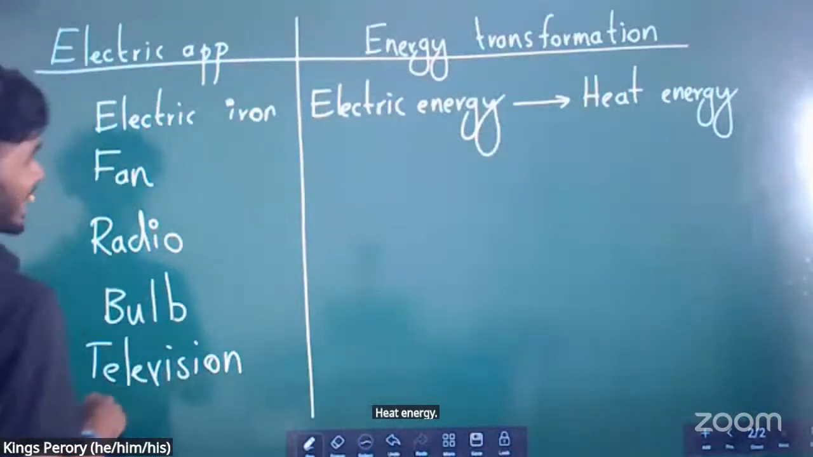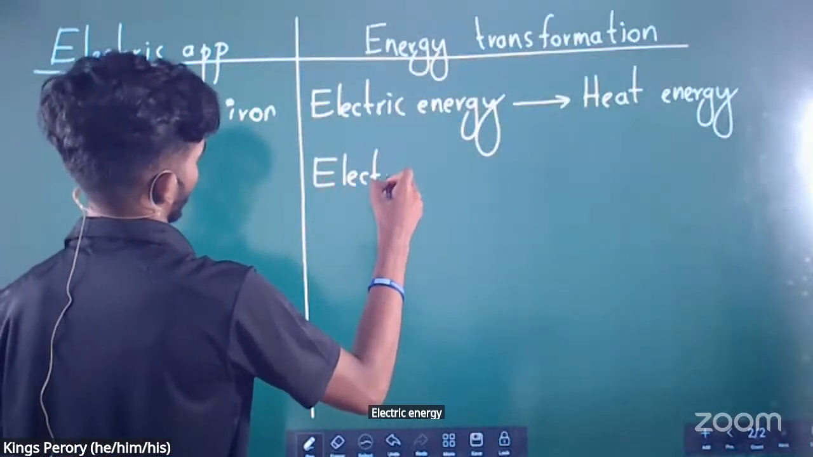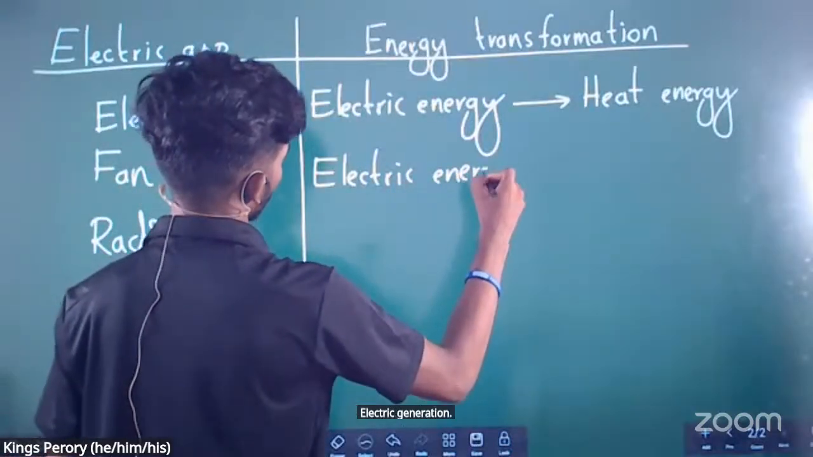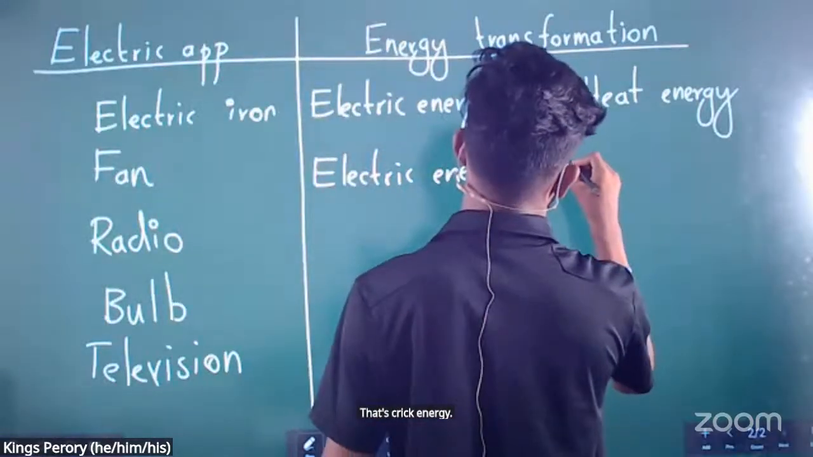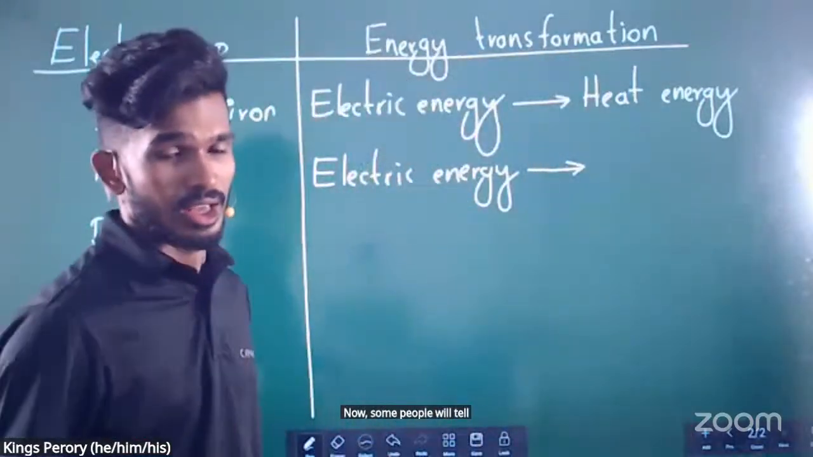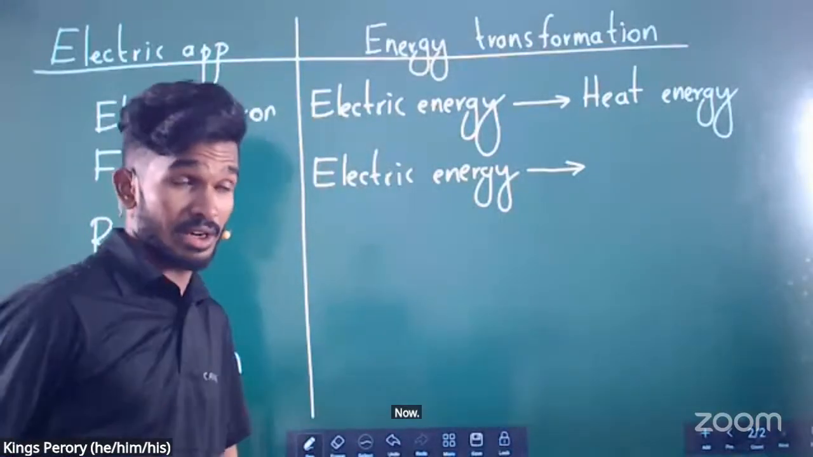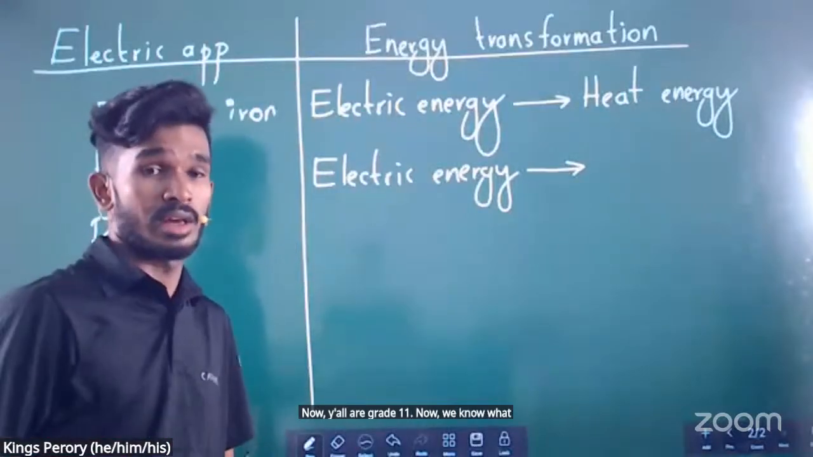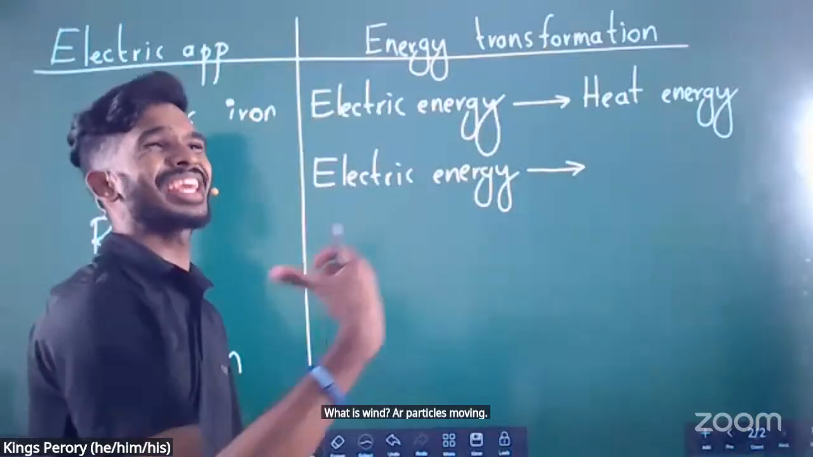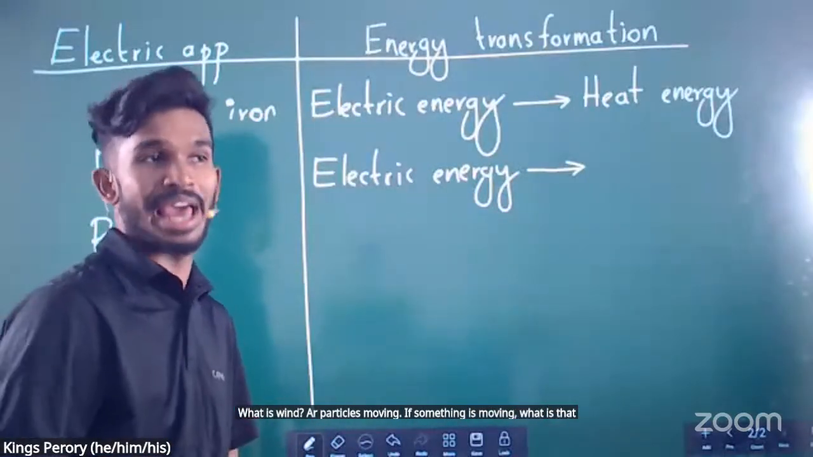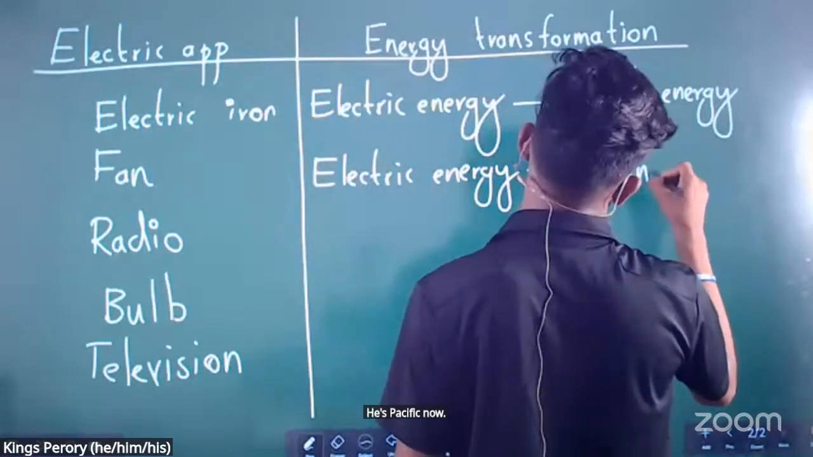Fan. What's the input? Electric energy. What's the output? Kinetic energy. Now, some people will say wind energy. It's okay to write that in grade 6. Now you are all in grade 11. Now you know what happens in wind. What is wind? Air particles moving. If something is moving, what is that energy called? Kinetic energy. Be specific now.